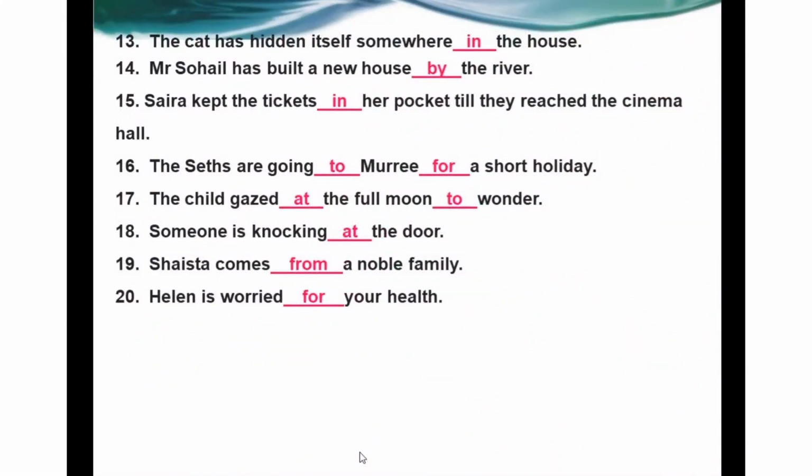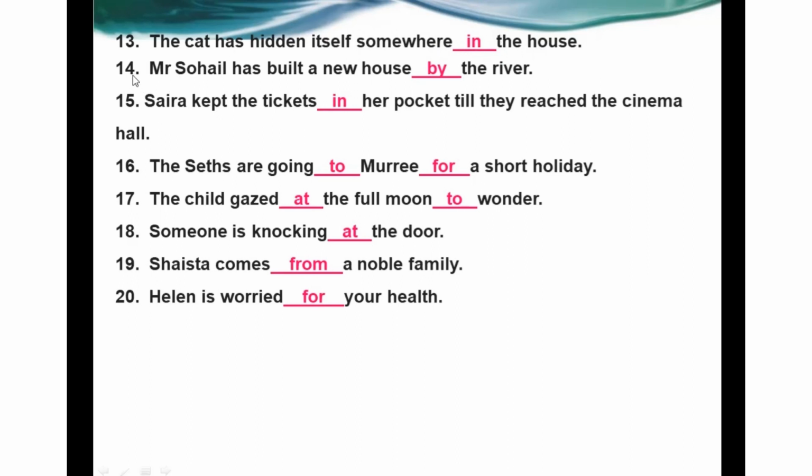Okay, now let's come to number 13. The cat has hidden itself somewhere dash the house. Okay, so students, like I told you, the is mentioned here and it is inside the house also. So which is the correct preposition? Yes, your guess is right. In is our correct answer. The cat has hidden itself somewhere in the house.